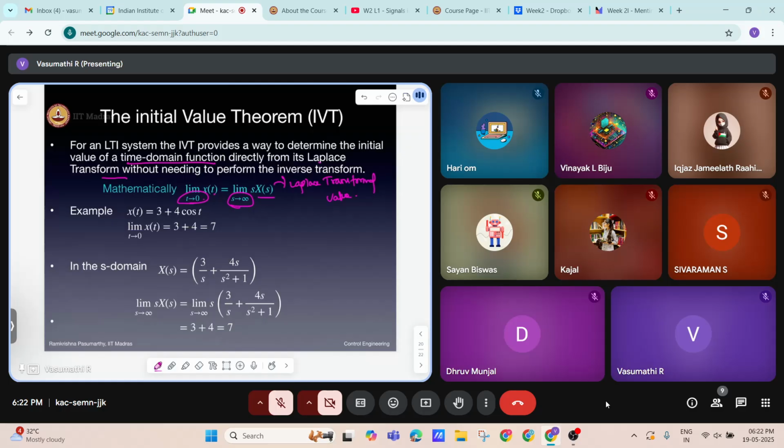Okay, so this is an example. If I take a signal as 3 plus 4 cos t, when I try to find the initial value, where I have started the signal, I apply 0 wherever there is t. So initially I have started from the value 7 in this signal, right? The cos value will look like this.